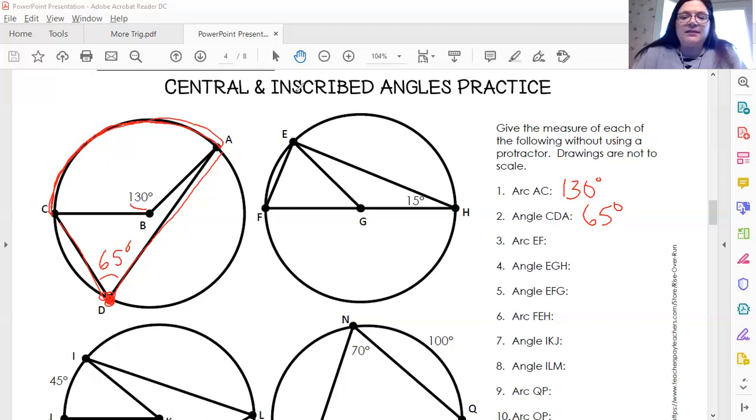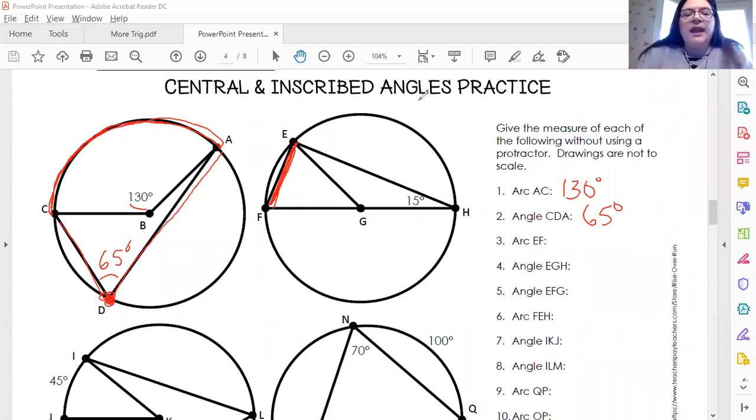So let's look at EF. EF is here. That's a chord of the circle. It has its endpoints on the circumference of the circle. It does not extend beyond. What is the line that goes through 2 points on a circle and keeps going? If I drew in a line here that kept going, what's that called? It's not a chord because it's a line. It's a secant line. But this is not a secant line.